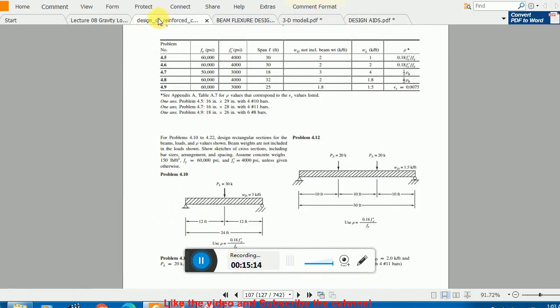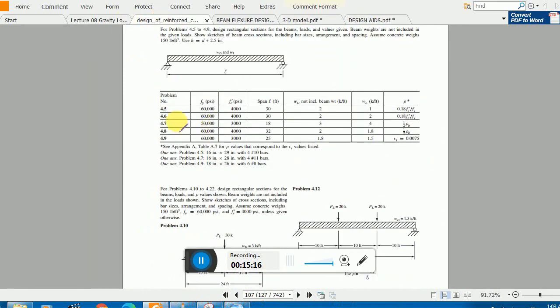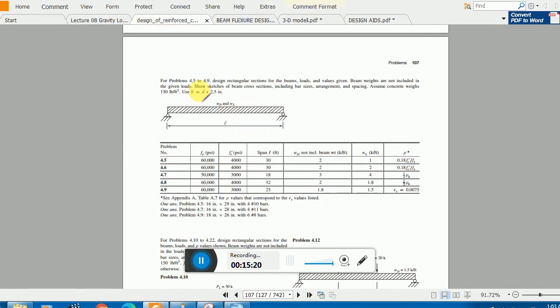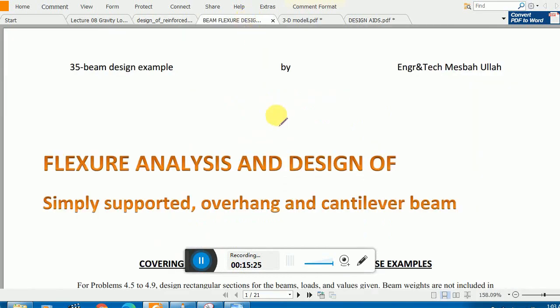Okay, now let's start example number 4.5, and these are the example data. This is the example problem, sections, and these are the example. Let's start.